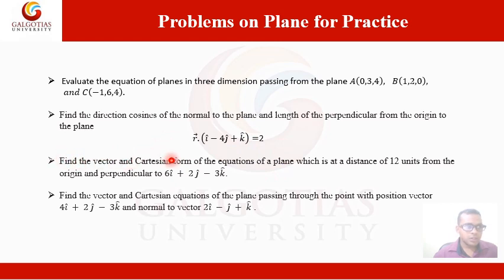Find the vector and Cartesian form of the equation of the plane which is at a distance of 12 units from the origin and perpendicular to 6i cap plus 2j cap minus 3k cap. Similarly, you have another problem. Find the vector and Cartesian equations of the plane passing through the point with position vector 4i cap plus 2j cap minus 3k cap and the normal vector 2i cap minus j cap plus k cap.